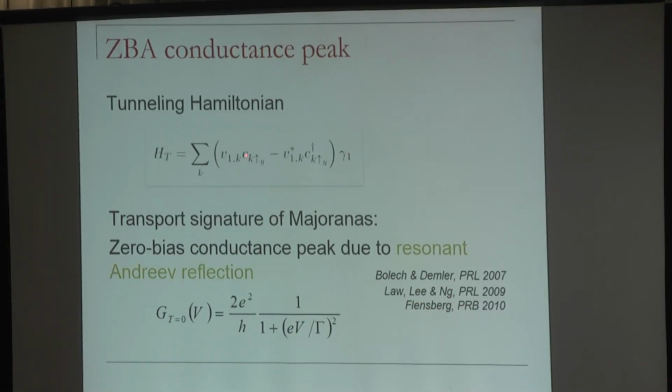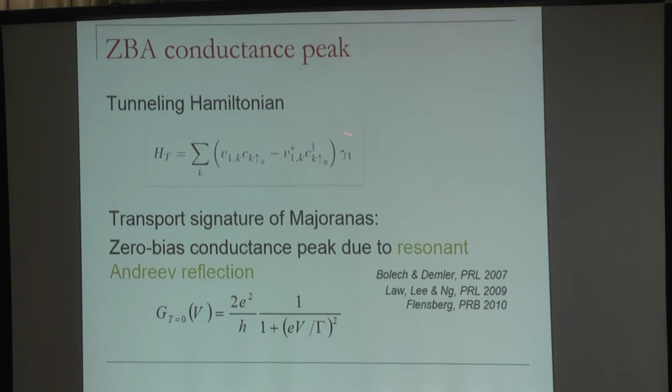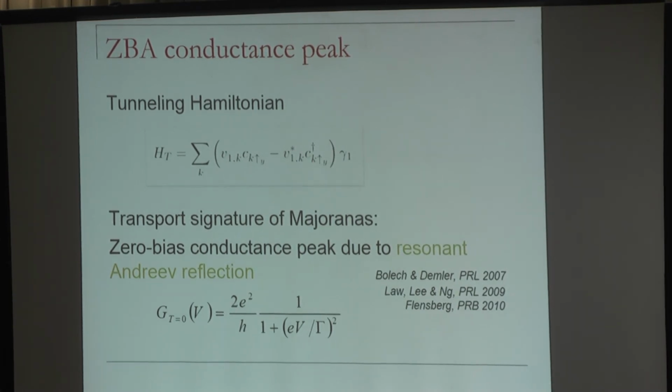So you tunnel by tunneling out an electron with spin up in y direction into this Majorana state, or vice versa. You go back from the Majorana state and create a particle in the wire, and the sum over k basically means it's a local process. So you look at the electron operator at the position of the contact. These Vk are tunnel amplitudes that describe how these are connected.